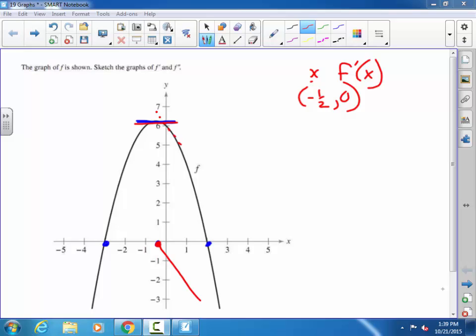So we have a line. Now, does it go down like that? I don't know. It might go like that. It might be slanted like this. It might be less steep. It might be more steep. But the bottom line is we know it's a line that looks something like that.